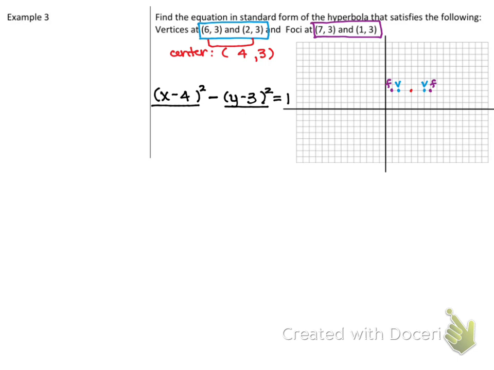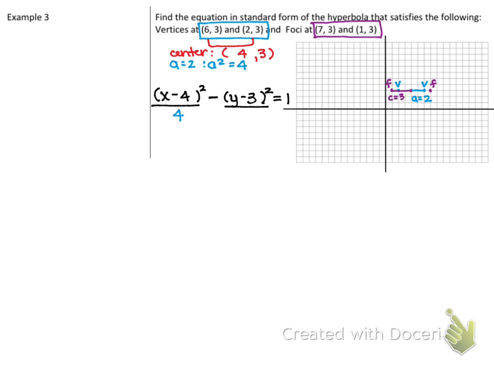Let's see. To get to the vertex, or each one of them, that distance is going to be A. So from my center to my vertex, looks like A is going to be 2. So if A is 2, then that means A squared is equal to 4. And A always comes first, 4. Okay, C is from my center to my focus. So it looks like C is going to be equal to 3.